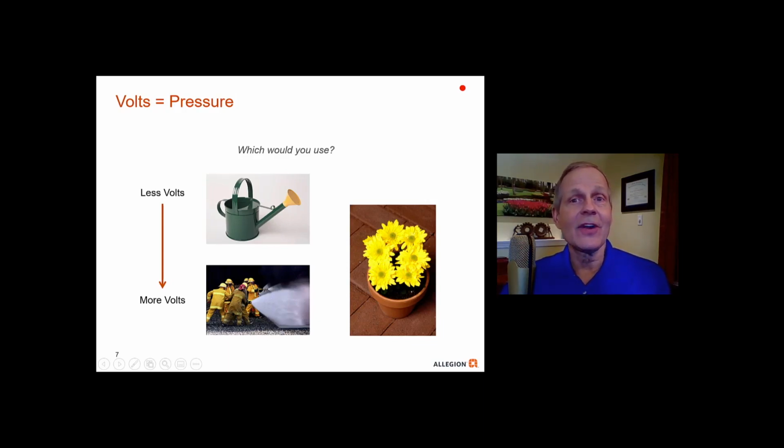Now, obviously, the fire hose would give you way too much water pressure. That would tend to blow the plant away. Now, we're not dealing with a plant, obviously. We're talking about electricity. But let's say we have an electric strike.